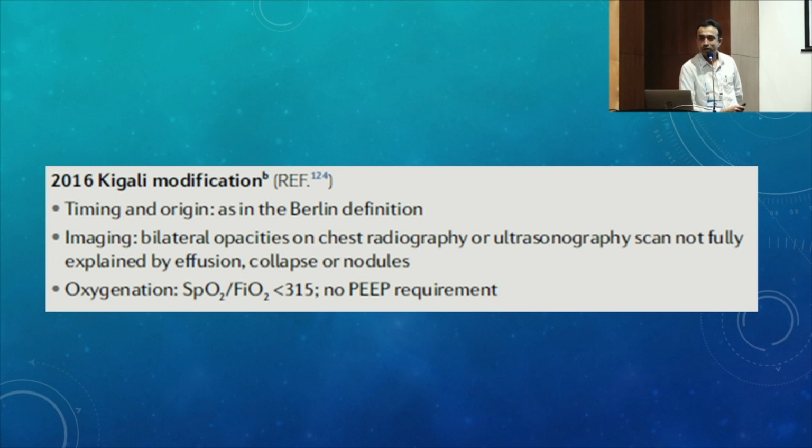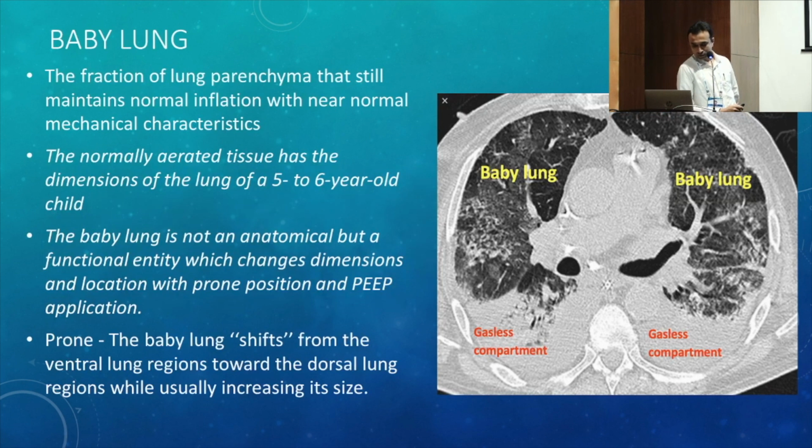There's one more modification, made mainly for resource-limited countries. This is from Rwanda, and it is called the Kigali modification. Because we classify ARDS into mild, moderate, and severe based on the PF ratio, PaO2 is necessary. In resource-limited settings where you can't do a blood gas and can't get a PaO2, they devised this modification. You can use the SpO2/FiO2 ratio, and if it is less than 315, you can call it ARDS. You don't need to do a PF ratio. So this is about the definition, how it evolved from 1967 till recent definitions, and you'll see further evolution in this definition as well.